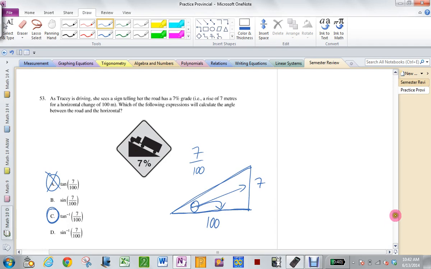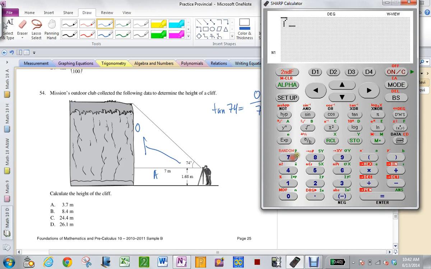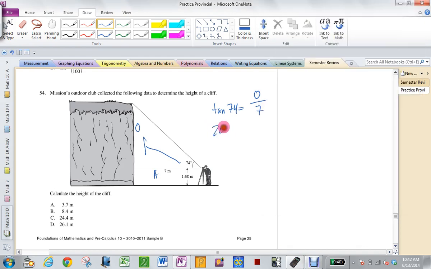53 was C. And finally, in the multiple choice, 54, calculate the height of the cliff. You've already seen that question, a lot of you. Again, opposite, adjacent. So tan 74 equals O over 7. 7 times tan 74 gets me 24.41, but I have to add 1.68 to get 90, carry the 1, 26.09, which is 26.1.